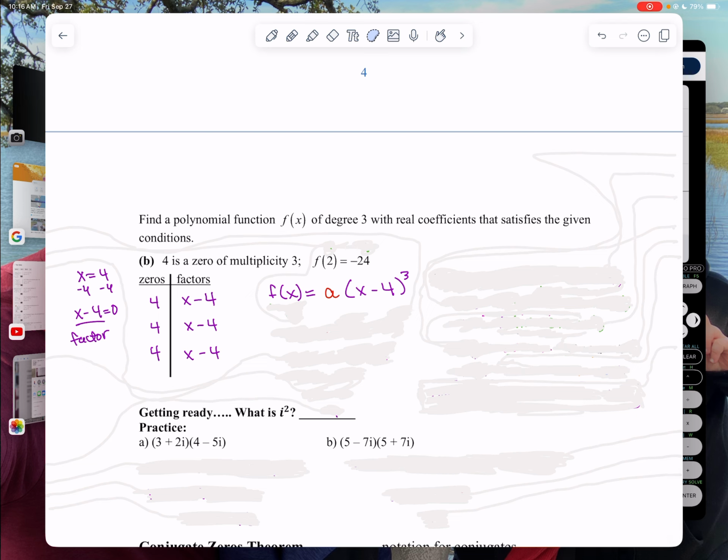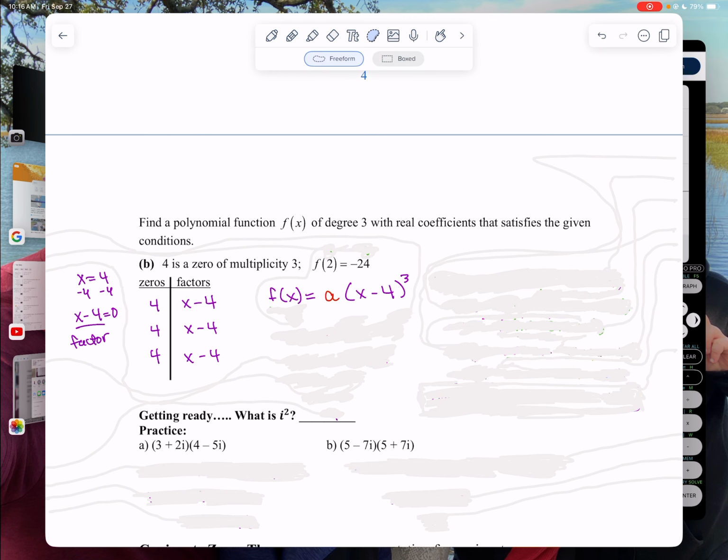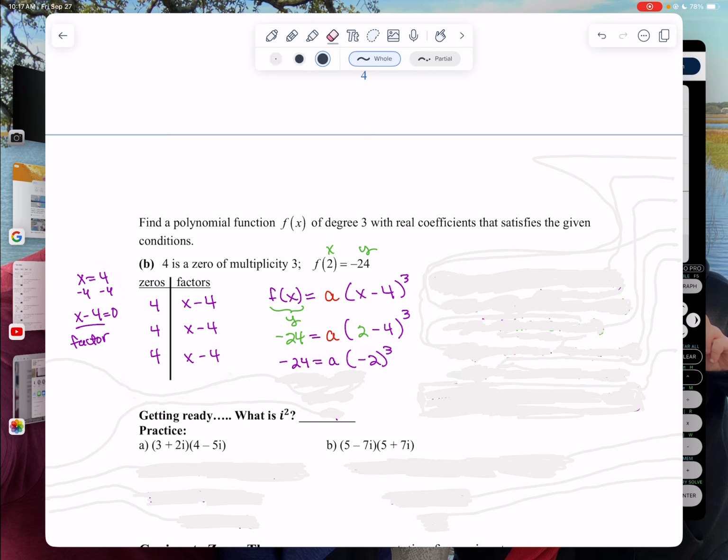Okay, remember, we're going to use this point. That's a point. We're going to use that point to plug into the x and that's my y. Okay, so we're just going to plug it in. So here we did. I plugged the 24 in for there's my y value. Plugged it in for my y here. Plugged my x value, my 2, in here. And then I just simplify.